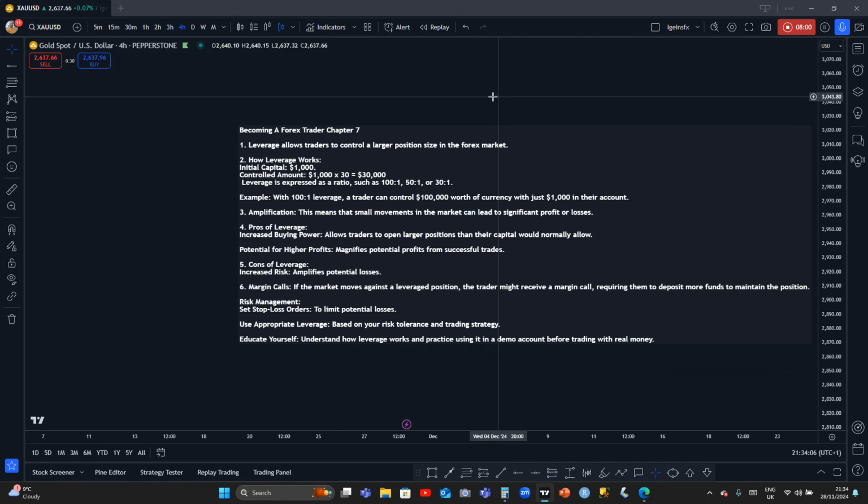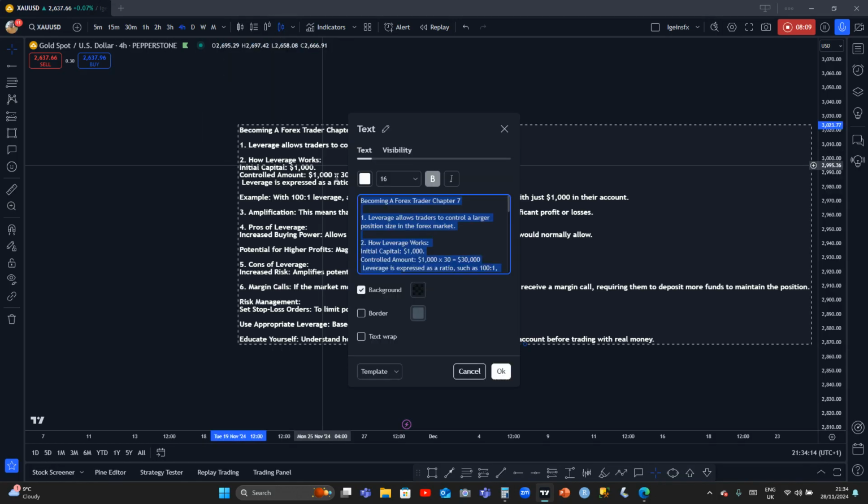Okay. Today we are going to be teaching leverage. And what do we mean by leverage? Leverage allows traders to control a larger portion size in the forex market. Leverage is what enables us as a trader to take bigger positions, to control a bigger portion of the market.